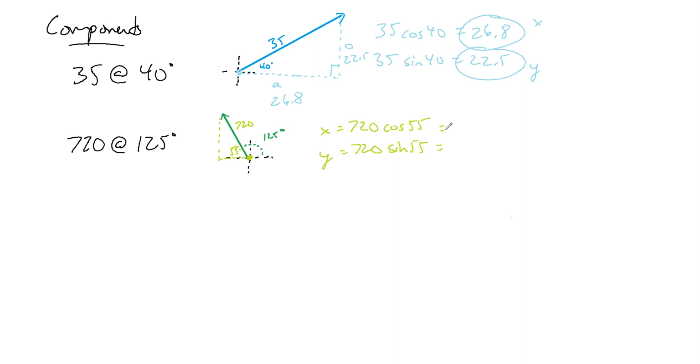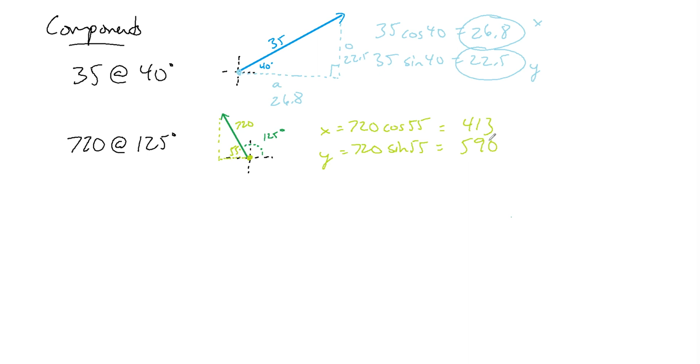So if I do 720 cos of 55, I will get, well, we'll round up, 413. If I do 720 sine of 55, I will get about 590. And there's my x component and my y component.